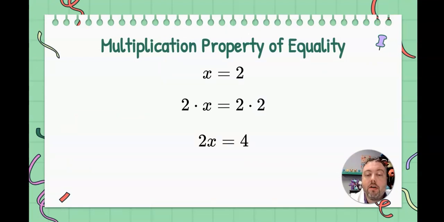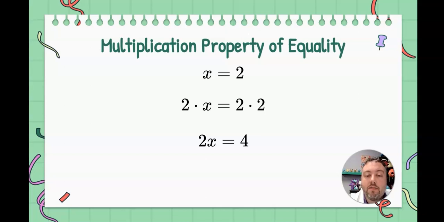Now, to understand equivalent equations, we have to start by looking at the multiplication property of equality. If we start with an equation like x equals 2, the multiplication property of equality says we can multiply the same thing to both sides and we will still have equal sides. So I'm going to multiply both sides by 2 and I get 2x equals 4. This means that x equals 2 and 2x equals 4 are in fact equivalent equations.